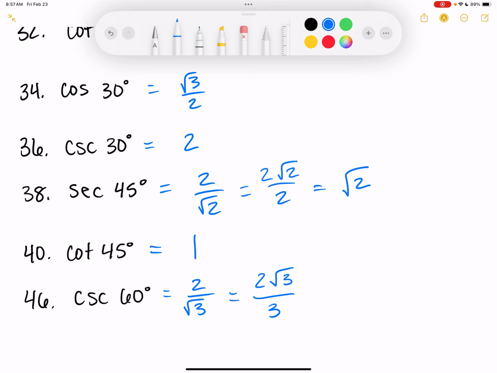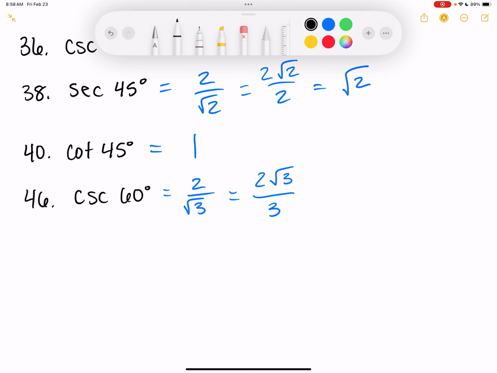All right. Any questions on those ones? Then find the exact values of... I don't want to do that. Let's do one of them just so you've seen it.